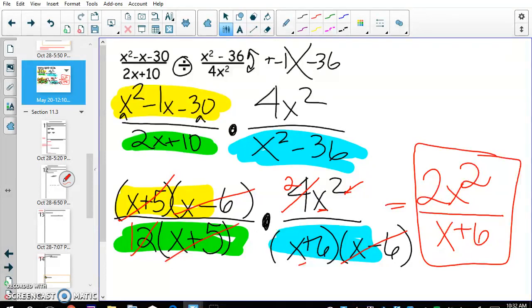So there's just a good reminder how to multiply, how to divide, and just keep working at it. It will get better. Have a great day.